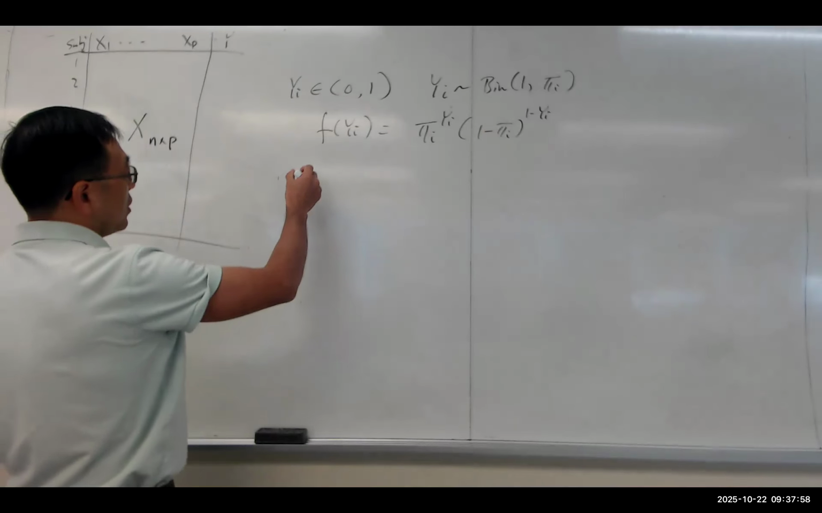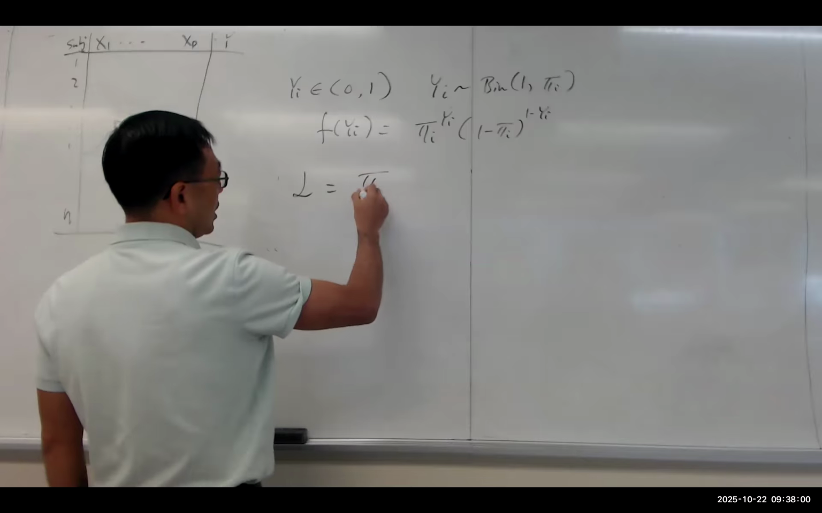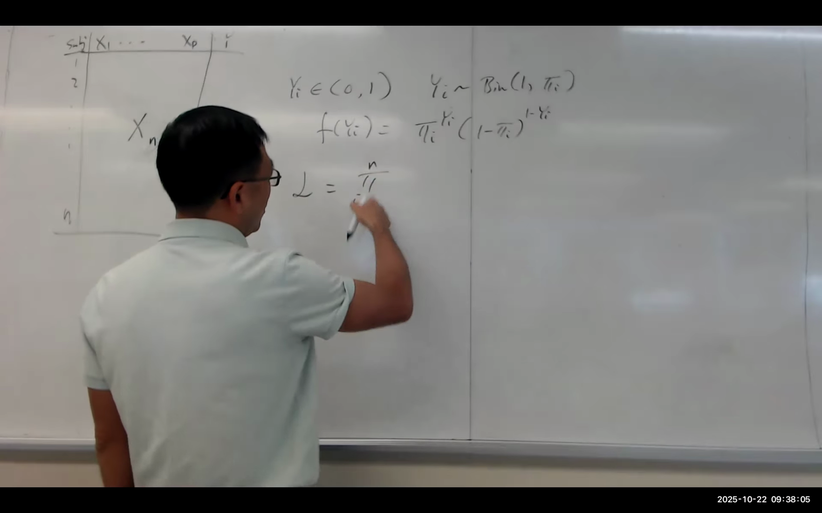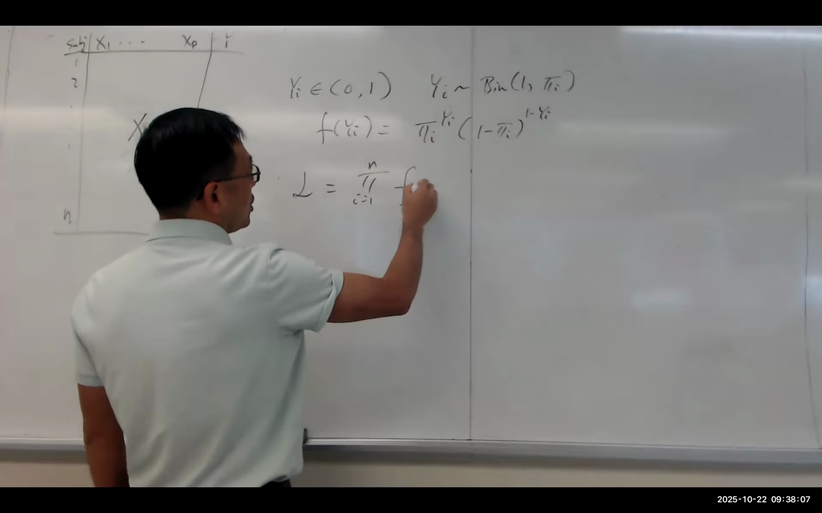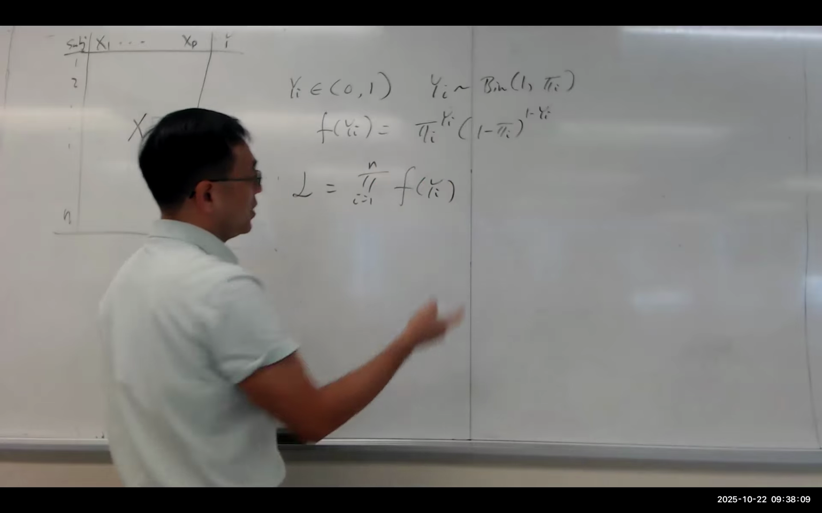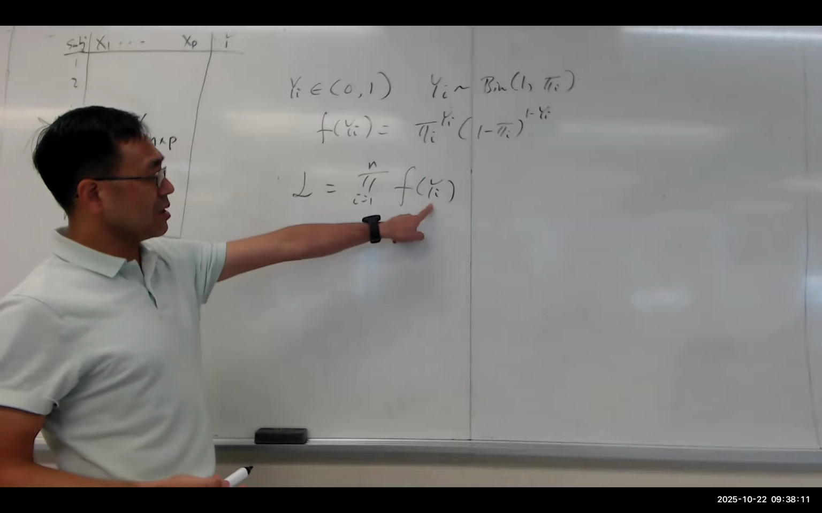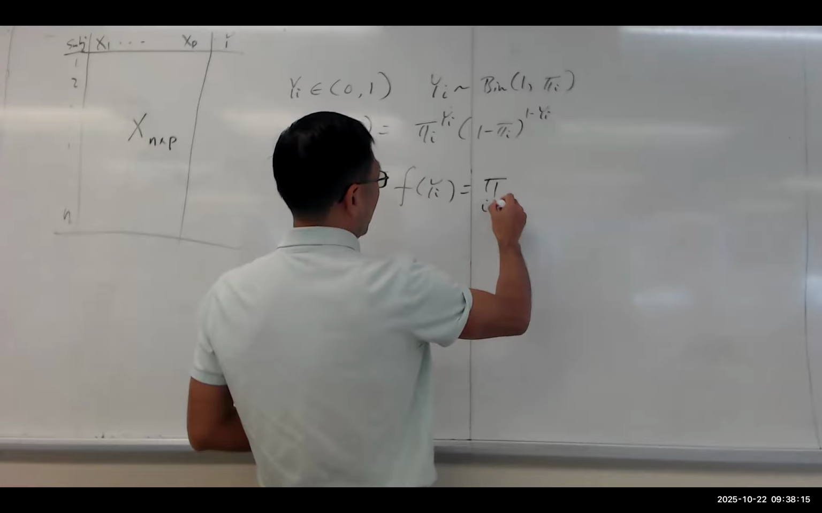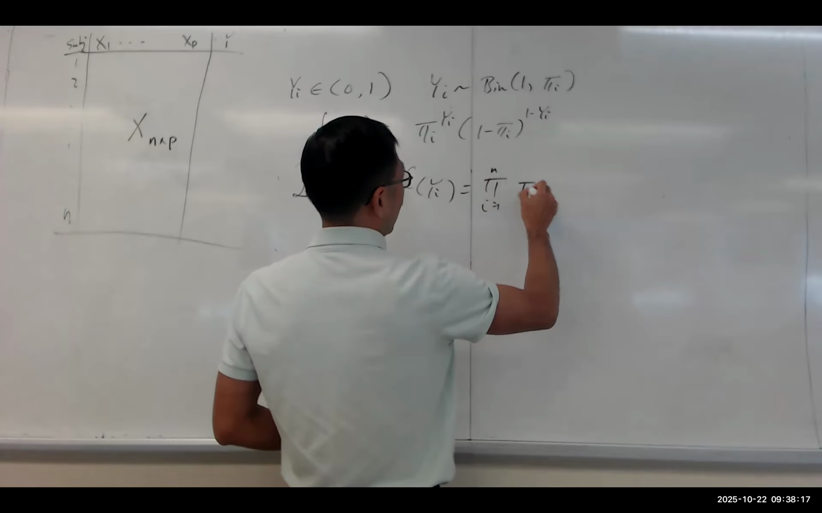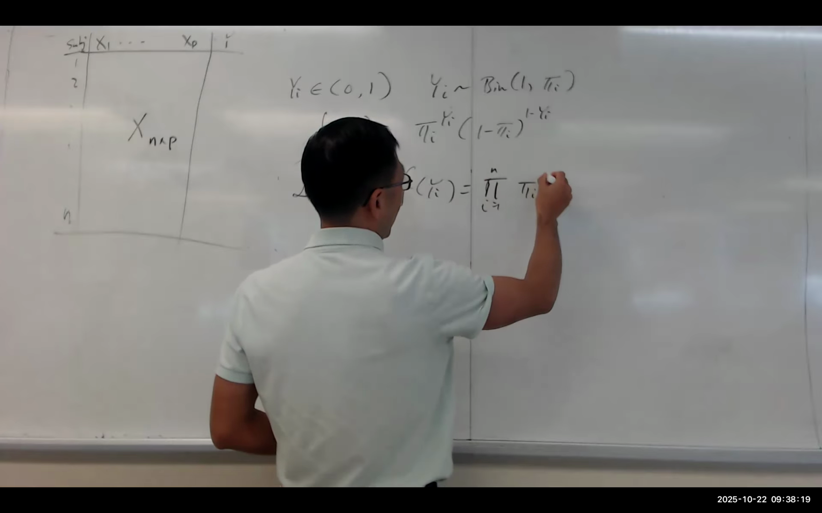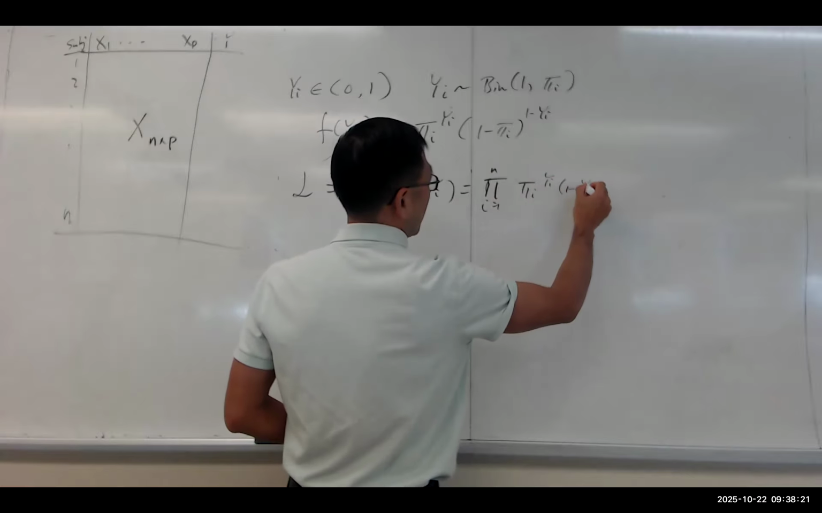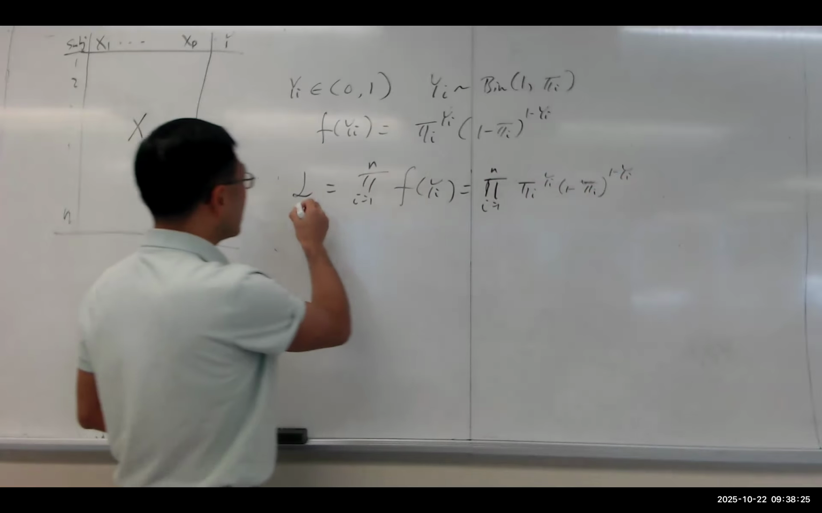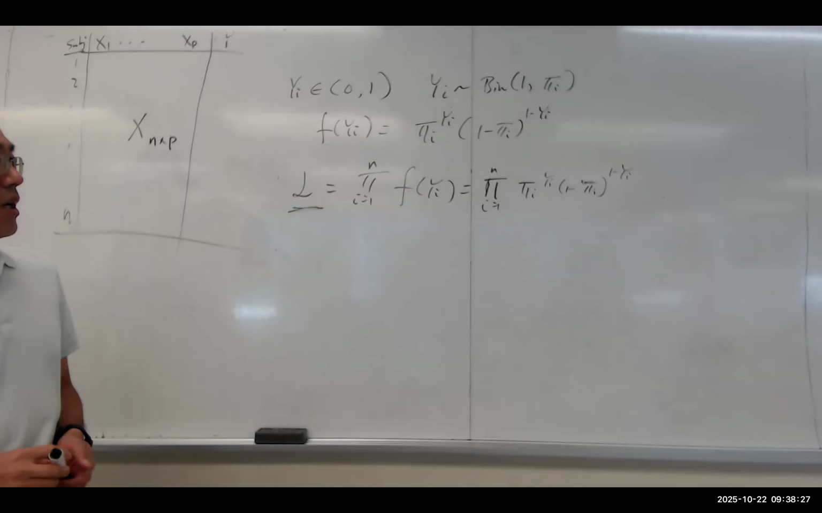Therefore, the likelihood function is a product over all the subjects, with each subject taking its own density function. So it's the product of pi i to the power of yi, times 1 minus pi i to the power of 1 minus yi. This is our likelihood function.